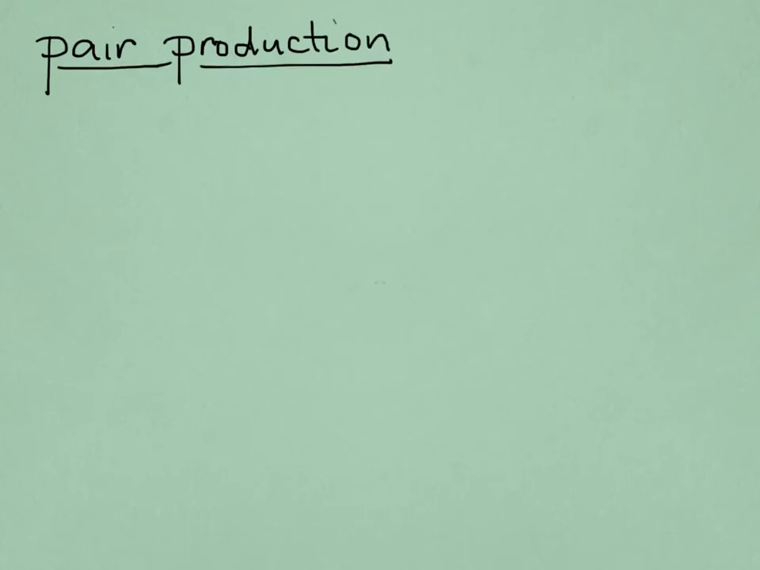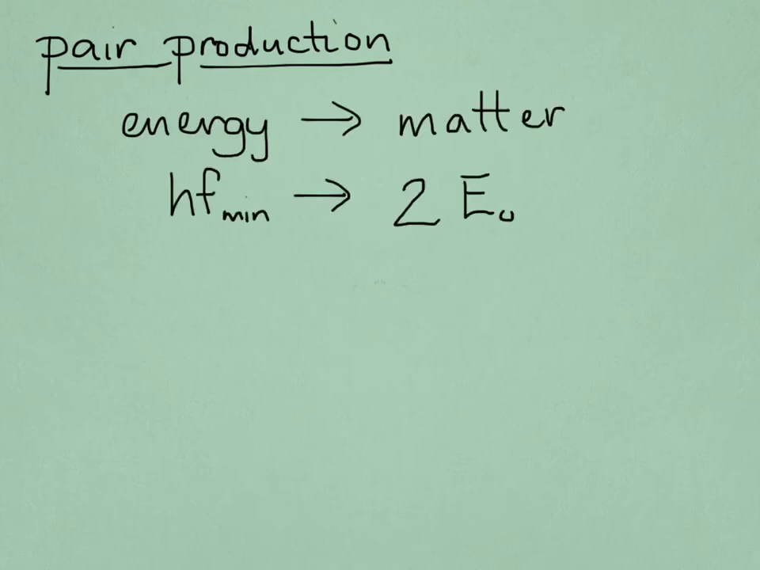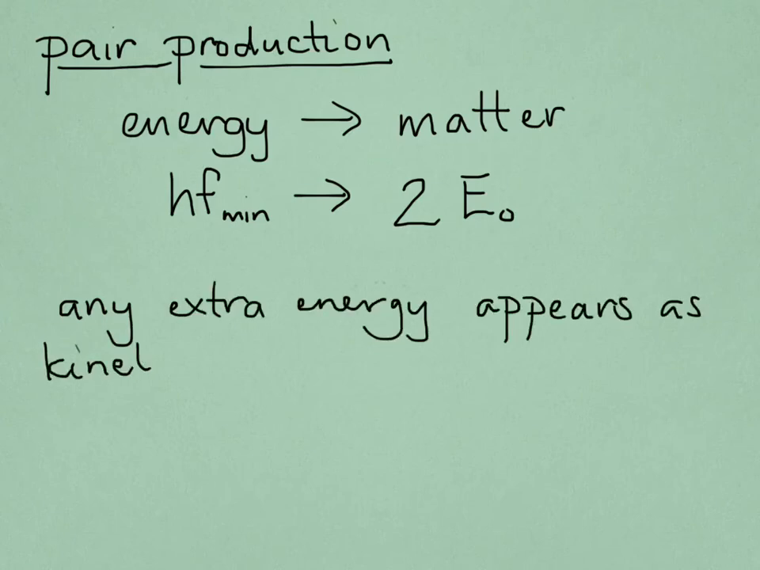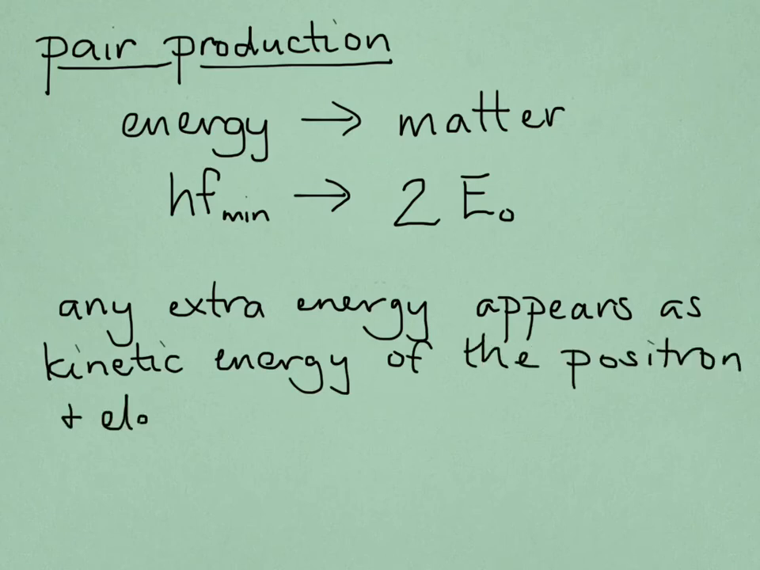Going back to pair production now. So this is energy turning into matter. In the diagram I've shown you, there's just one photon, so we've got hf min turns into the rest energy of the two particles, so an electron and positron are quite typical. Any extra energy appears as kinetic energy of the positron and the electron. Okay, so obviously there's a minimum amount of energy that will create an electron-positron pair, but if the photon has more energy than that, then the electron and positron will just get the extra kinetic energy.